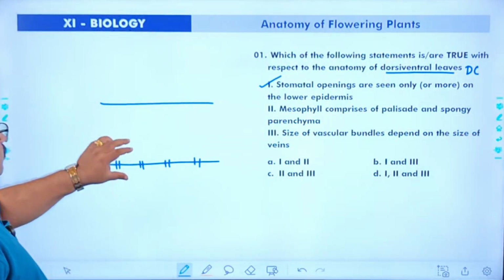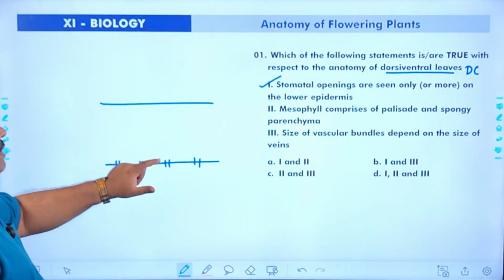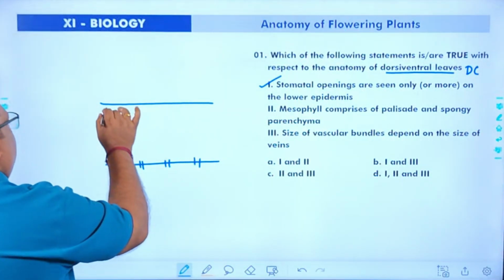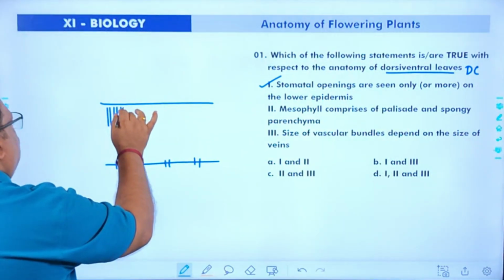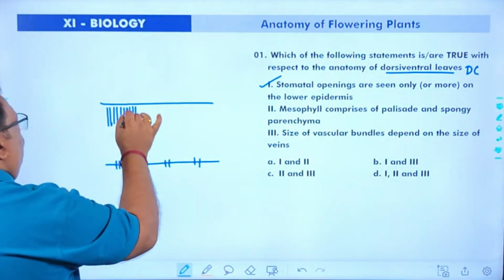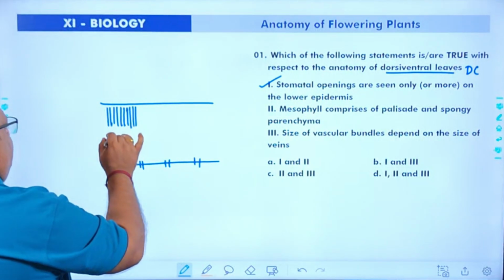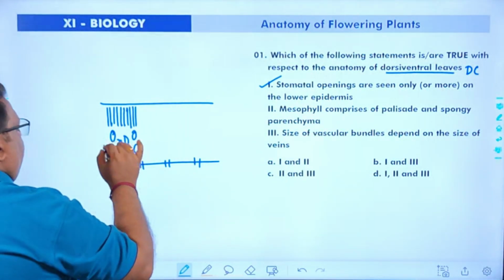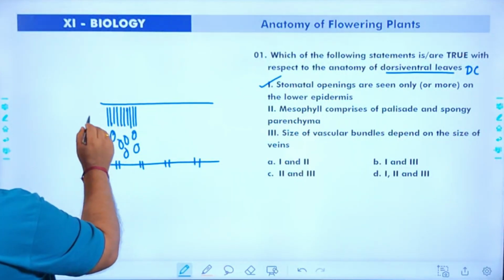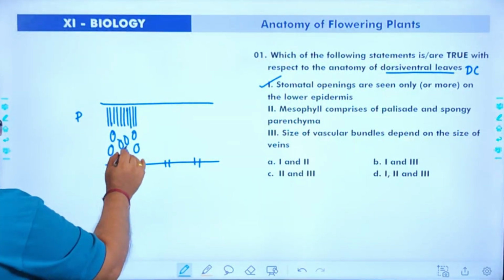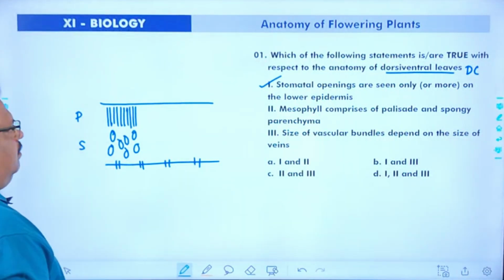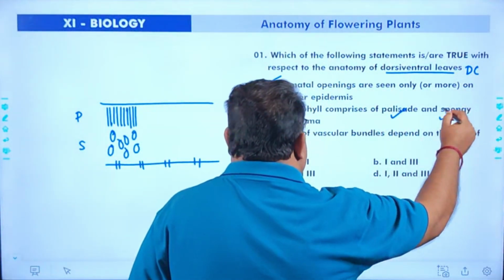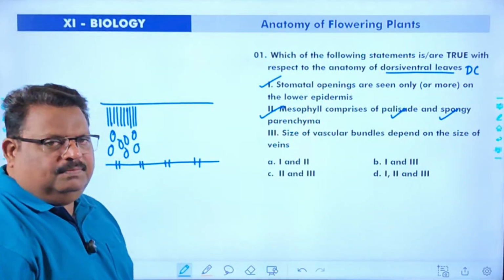Then the tissue present in between upper epidermis and lower epidermis is called mesophyll. The mesophyll comprises palisade and spongy parenchyma. Just beneath the upper epidermis, closely packed parenchymatous cells are there, and towards the lower epidermis, loosely packed cells are there. These cells are called palisade parenchyma, and these cells are called spongy parenchyma. So the mesophyll comprises both palisade and spongy parenchyma. That statement also is right.